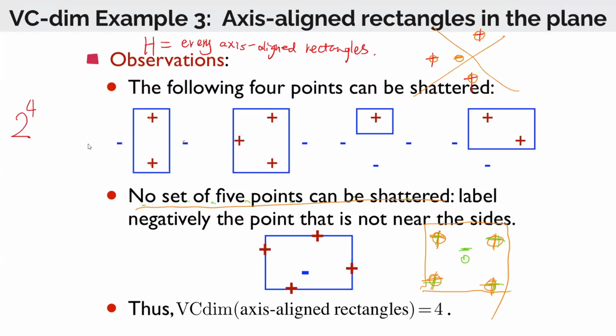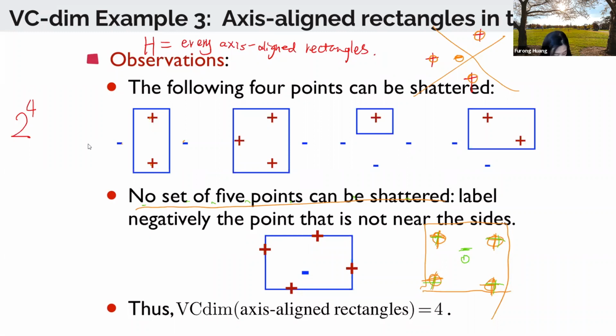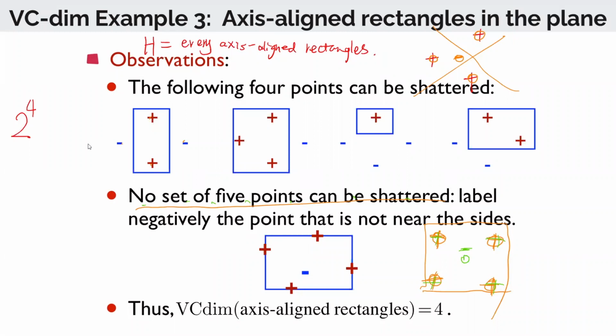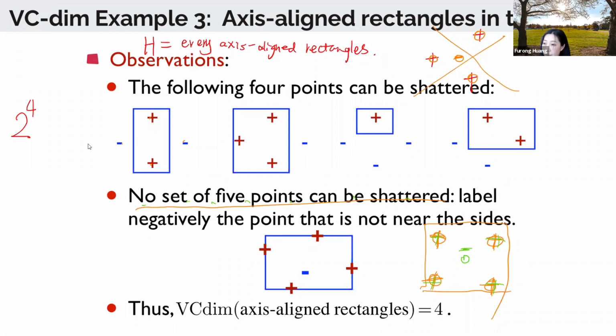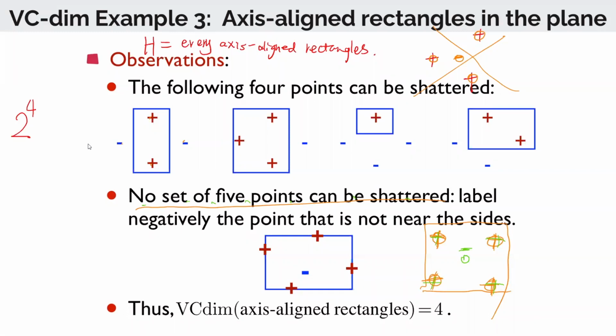I have a quick question. What if you arrange the 5 points in a form of a pentagon? Can you say that again? What if we arrange those 5 points in a form of a pentagon, like 5 vertices of a pentagon? What is? Then we can draw a rectangle such that we can put all the positives in.